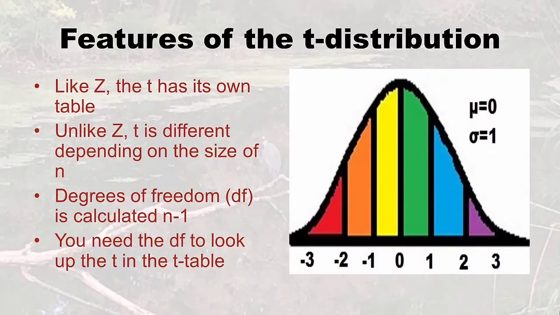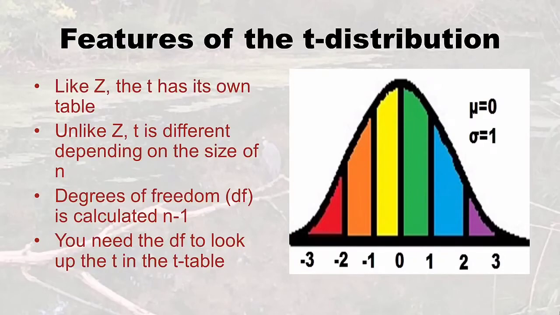Okay, so let's talk about Student's T distribution. What I've got on the slide is actually the Z distribution, but I wanted you to think about that so you could see what the differences are between the Z and the T distribution. Like the Z distribution, the T has its own table. So don't go to the Z table if you want to look up T. You've got to go to the T table.